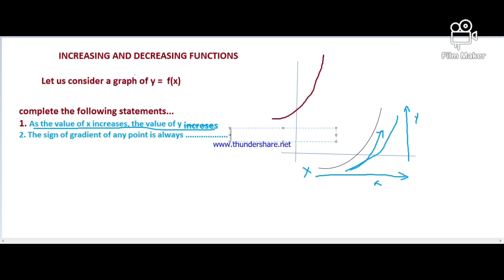And when we think about the second part of the question, the sign of the gradient of any point is always dash. Based on the first one, you can get the second answer. When x increases, y also increases, so both are in the same direction. So we can say that the gradient is always increasing. And you can see the graph goes from left to right in the positive direction, meaning the upward direction.